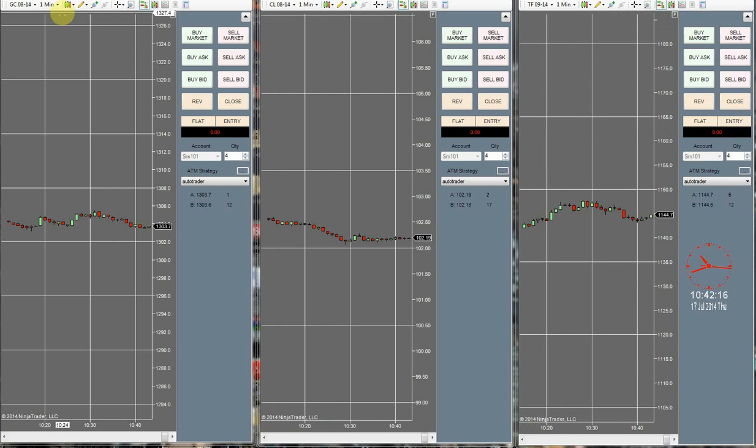I believe GC is usually 1,000 at most brokers, and crude oil can range wildly just depending on what broker you're with. But the TF or the Russell, it's usually $500 or $600 at most brokers. So if you only have a $3,000 account and you only want to trade, say, 2 contracts or something, it is possible to only trade the TF and just set it up that way.